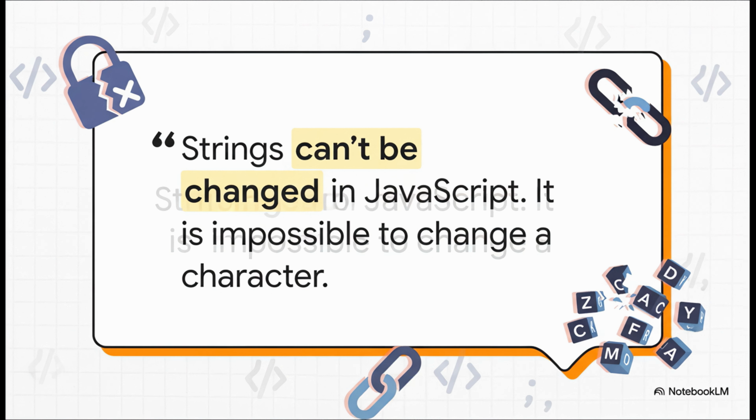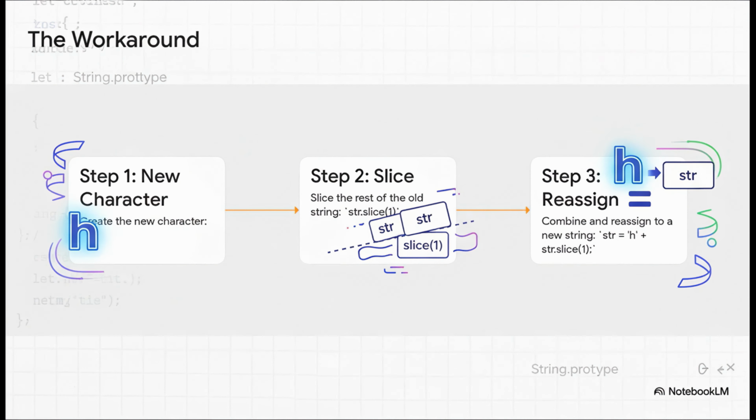So the big question is, how do you get around this? The workaround is to build a brand new string. You take the parts you want, like the new lowercase h, you combine them with the parts of the old string you want to keep, and then you reassign that completely new string back to your original variable. You're not changing the old string, you are replacing it entirely.